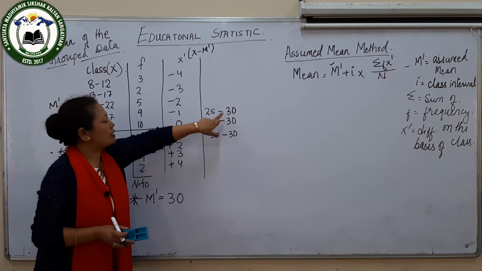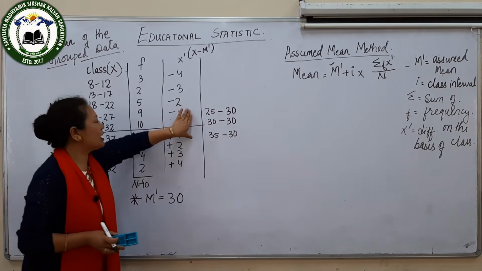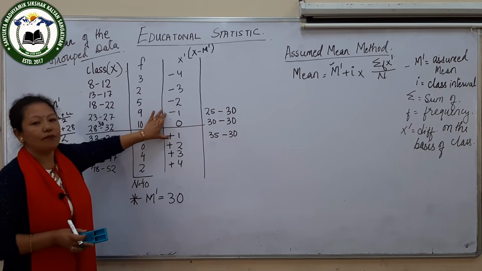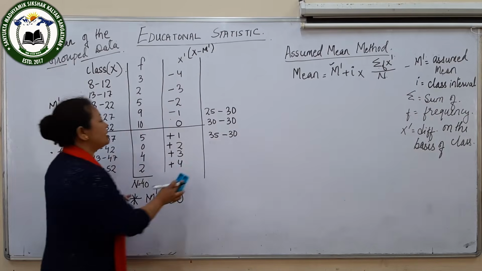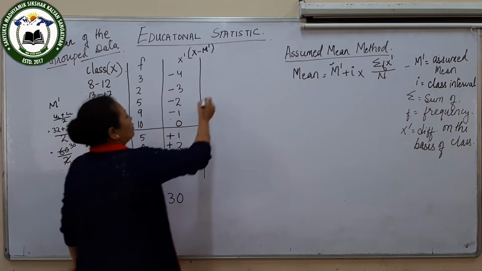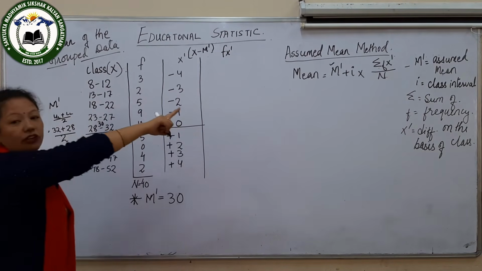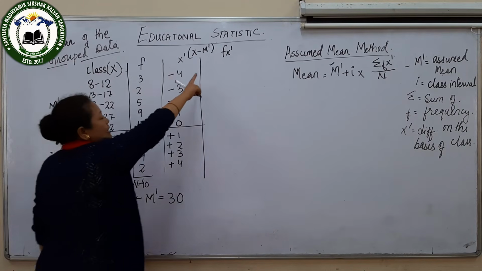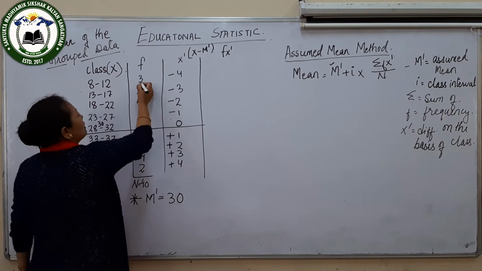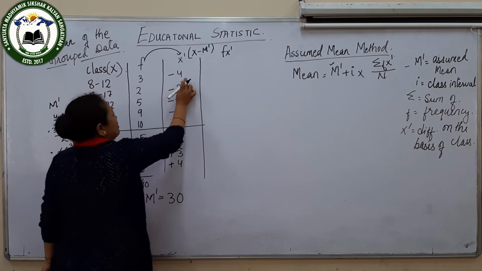Now, when you subtract these two numbers, you are getting minus 5 and minus 5 over here, but we are not taking minus 5, we are taking minus 1 and plus 1. That is for your easiness. Now, the next column is of fx dash, because in this method we need the sum of frequencies times x dash. So what we do next is we'll multiply frequency with this deviation.